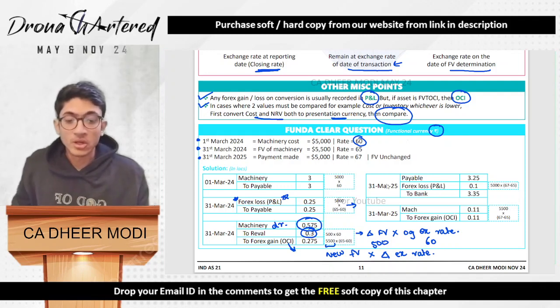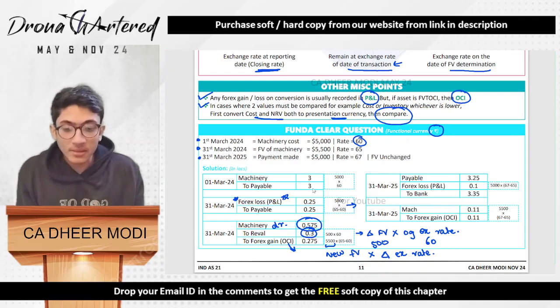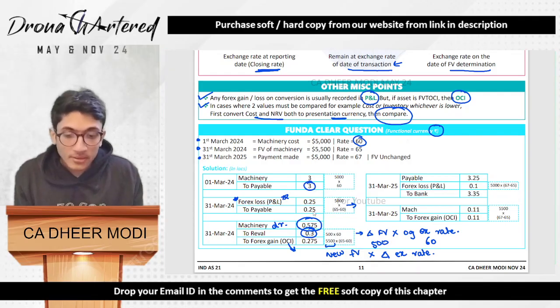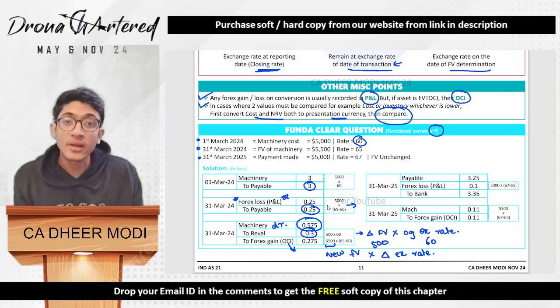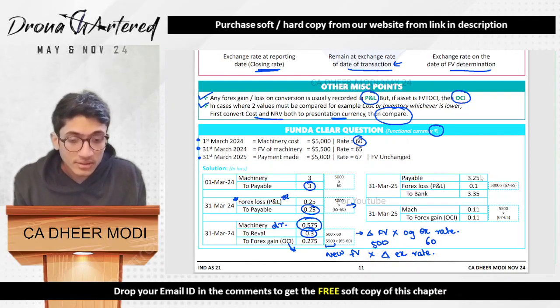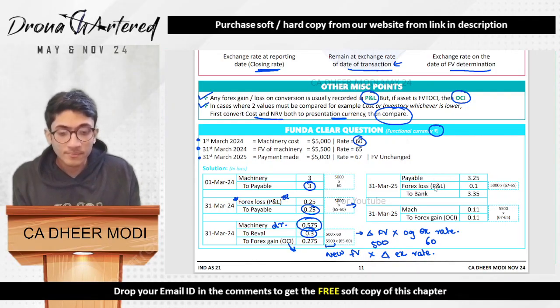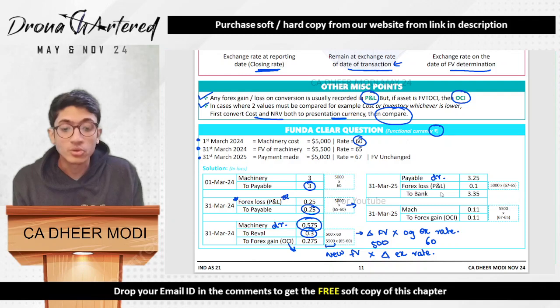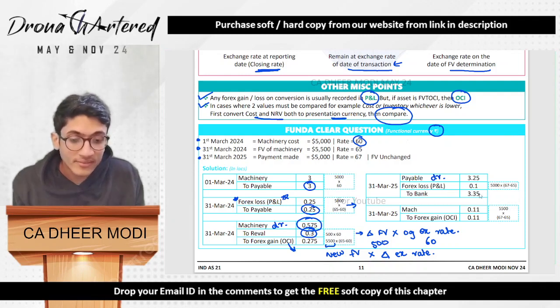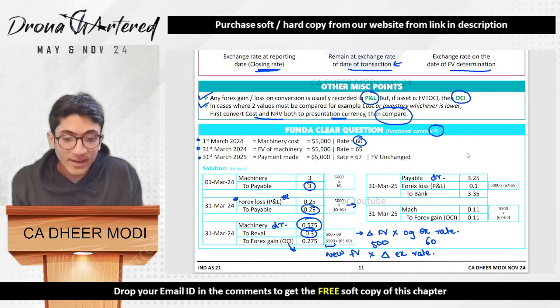Great. Okay. Now coming to 31st March 25, when you actually have to pay this. So your payable, if you see, your payable was shown at what? How much? 3 lakh. Plus you passed another entry of payable of 0.25. So your payable is currently shown at 3.25, right? So your 3.25 is your payable. So therefore we are debiting payable. How much are you actually paying? You are actually paying 3.35. That is, you are actually paying 5,000 into 67. Correct?